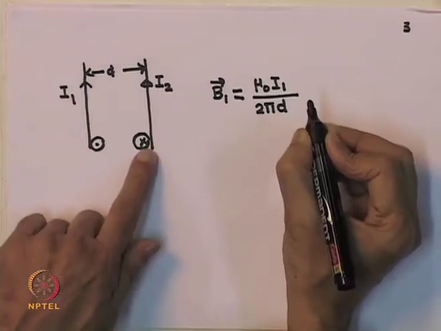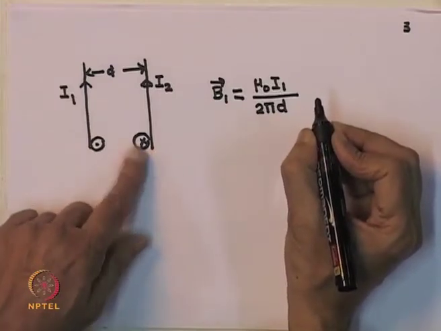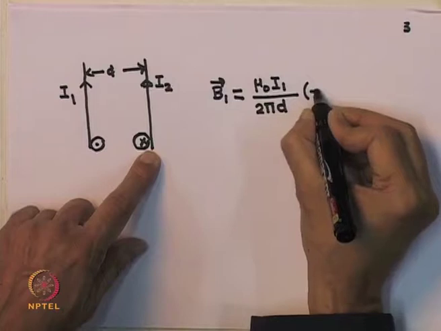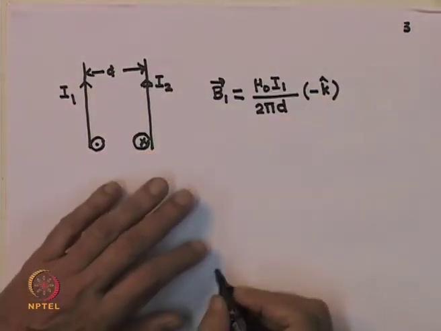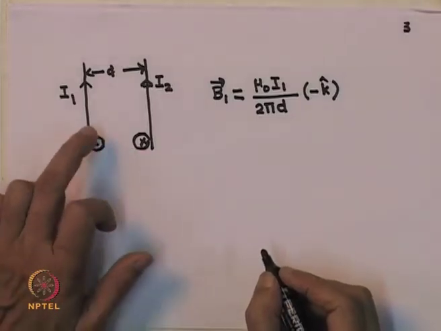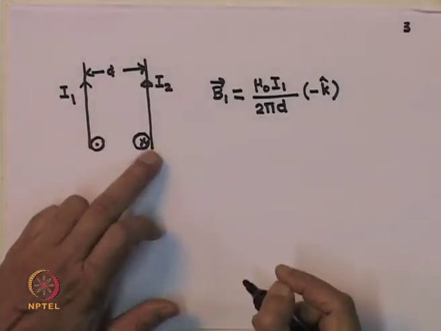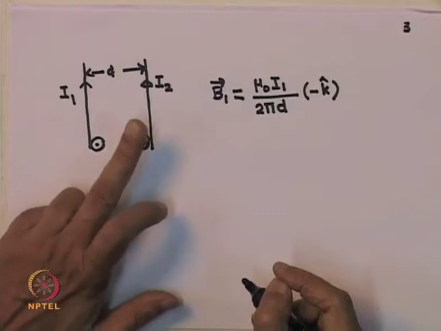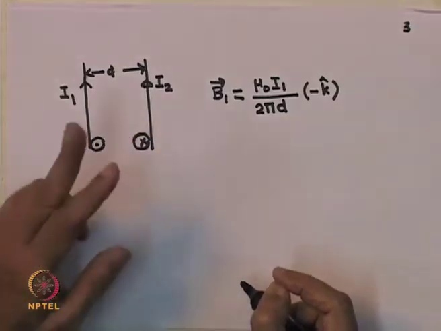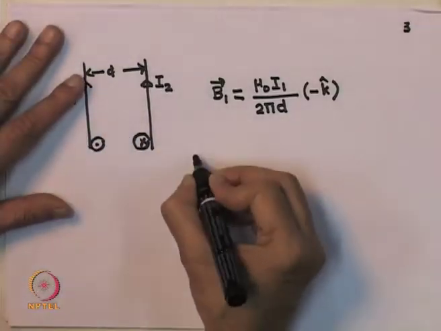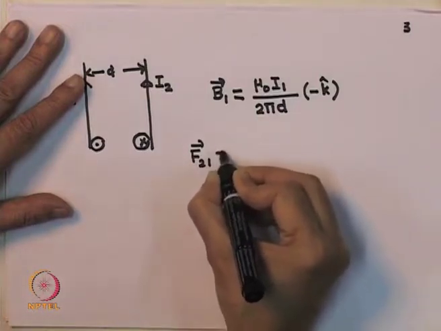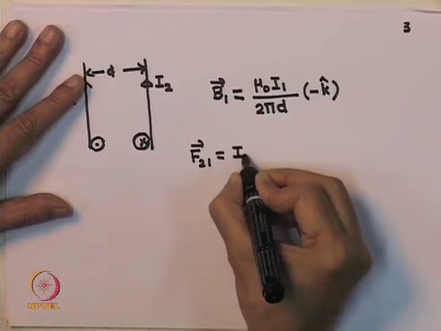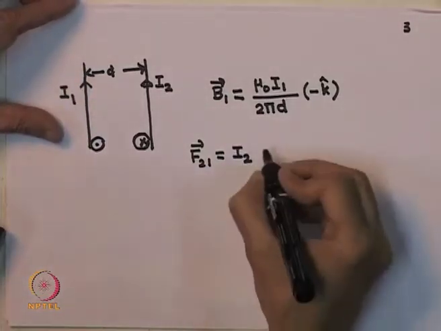and since we have seen that the direction of the magnetic field is in the minus k direction, I will write it as minus k. Okay. Now, what I want is this: how much force does this magnetic field exert on a unit length of this other wire? So, that is again F 21. That is equal to simply I 2 times, because it is carrying this, times j cross B.